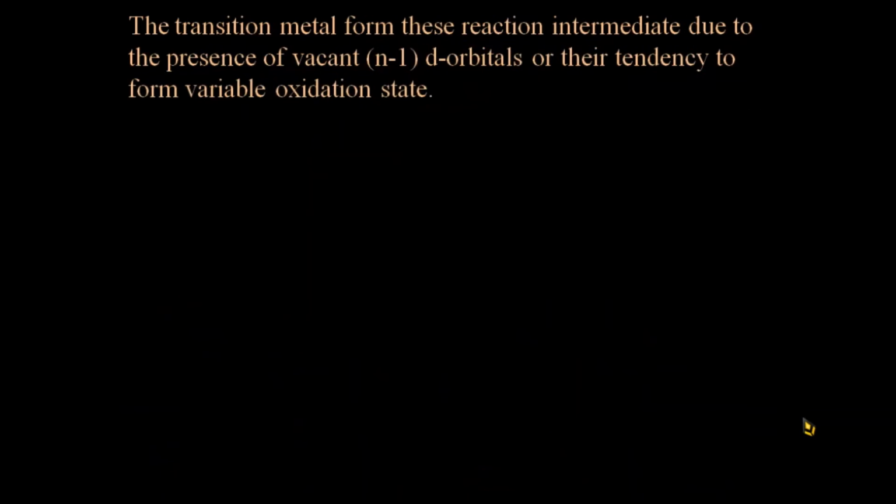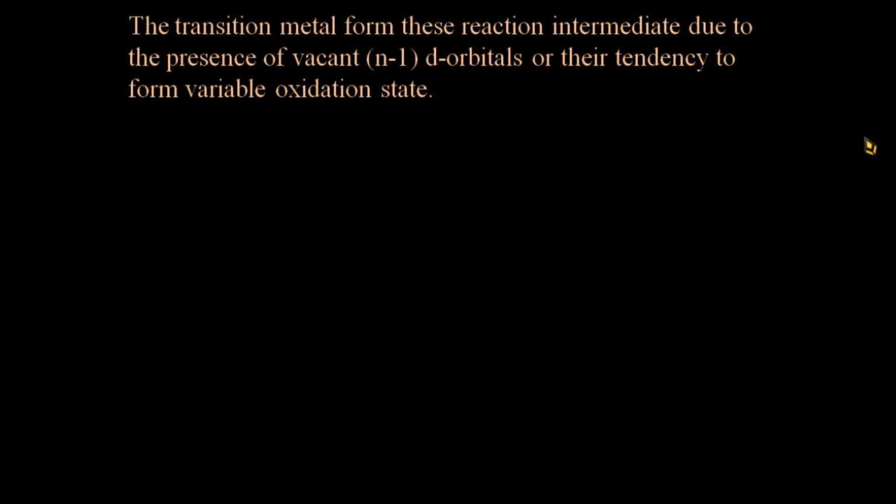The next, second reason is that the transition metal forms these reactant intermediates due to the presence of vacant n-1 d orbitals. This is the reason why transition metals are used as good catalysts, whether oxidizing or reducing, because of the presence of n-1 d orbital electrons and vacancies. That means when partially filled, some n-1 d orbitals are vacant. So we said that due to the presence of vacant n-1 d orbitals and their tendency to form variable oxidation states, these orbitals become vacant because of loss of electrons.